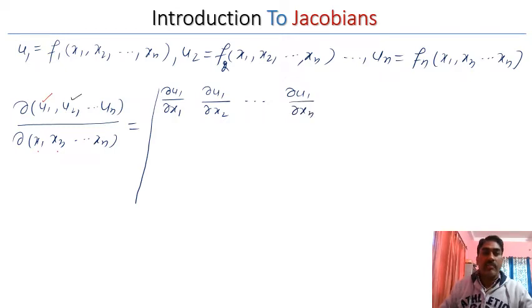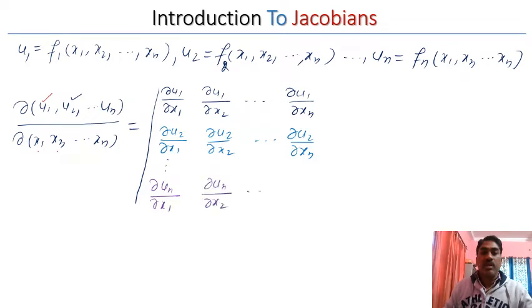Then take the second function: del u2 by del x1, del u2 by del x2, del u2 by del xn. Then take the third function, then the fourth function, and finally in the same fashion take the nth function: del un by del x1, del un by del x2, and thus we will find the complete determinant up to del un by del xn. So this n by n determinant is called Jacobian of u1 to un with respect to x1, x2, xn. This is how we define Jacobian and how we calculate.